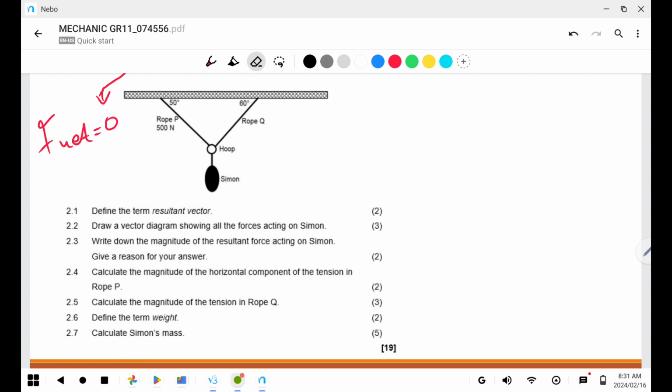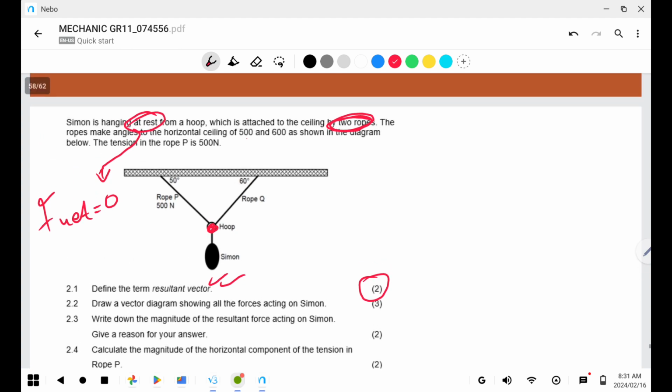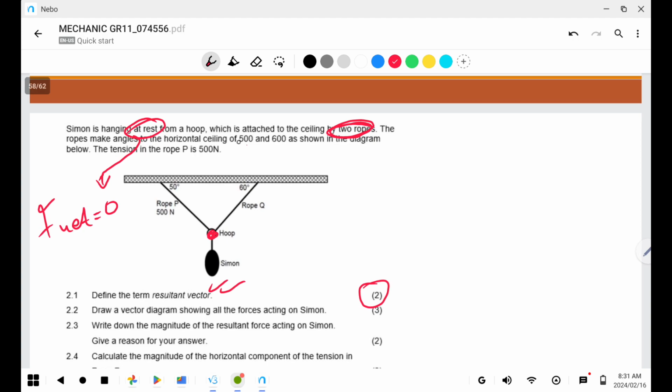A resultant vector, please pause and try that out for yourself, is a single vector having the same effect as 2 or more vectors combined, according to the examination guideline. Then it says draw a vector diagram showing all the forces acting on Simon. Remember, Simon is somewhere here. Where was it? Simon is hanging from a hoop. So Simon is somewhere there hanging from a hoop.